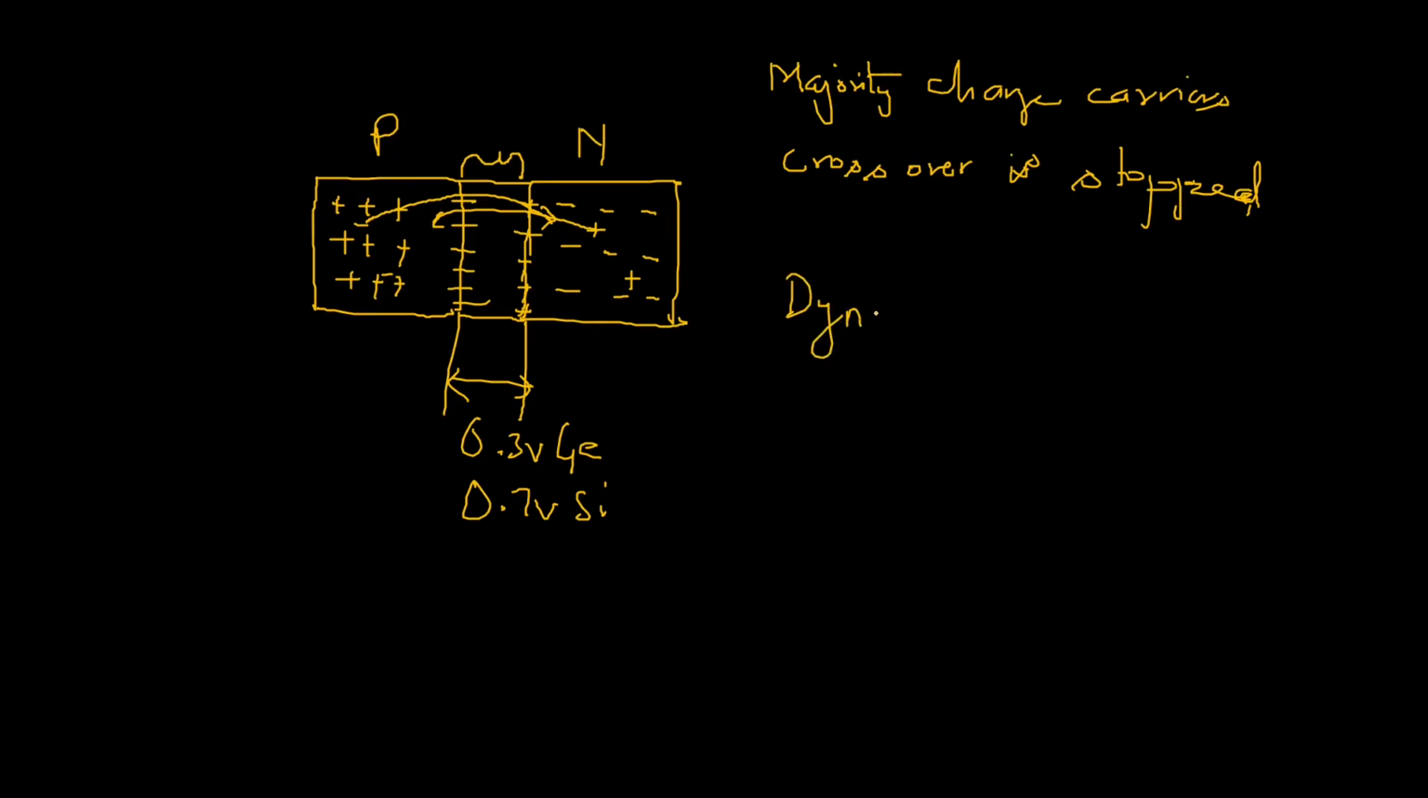That equilibrium is called dynamic equilibrium. Now this is something which happens when there is no voltage applied to the PN junction. So you're not applying any voltage here. If you see your PN junction, you're not applying any voltage. It is at zero potential, that is, it is at ground potential.